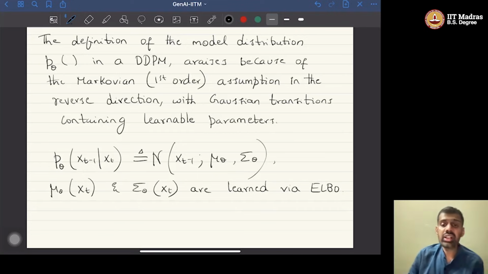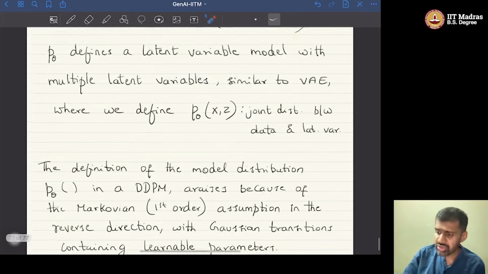Now in a VAE, what did we do? We learned the parameters of the encoding and the decoding distribution both. But here we only learn the parameters of the decoding distribution because our encoding distribution is fixed. So that is the idea.